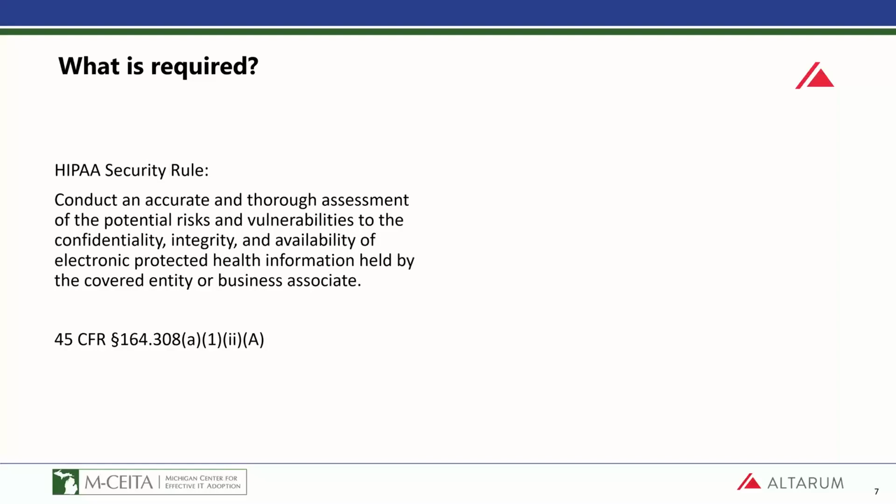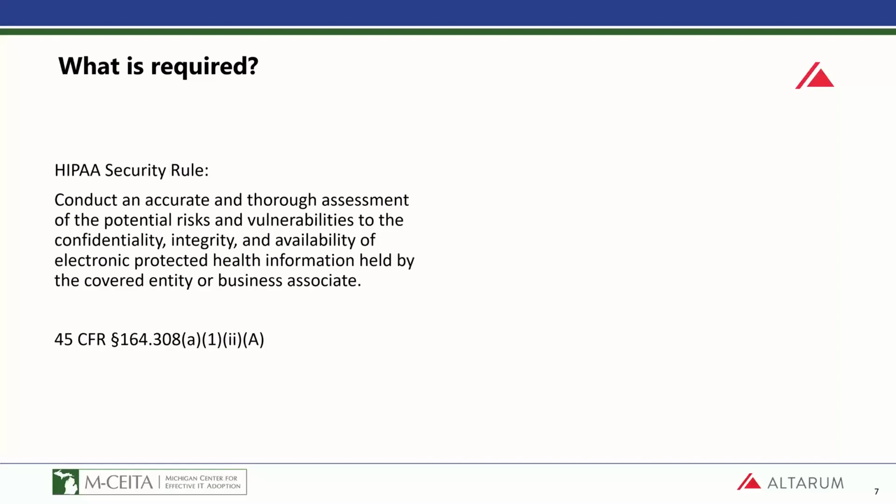The HIPAA security rule requirement is shown here, which states covered entities, and that is any entity covered under HIPAA, such as healthcare providers, group practices, and the like, must conduct an accurate and thorough assessment of the potential risks and vulnerabilities to the confidentiality, integrity, and availability of electronic protected health information held by the covered entity or business associate. Business associates also are required to do risk analysis, notably.